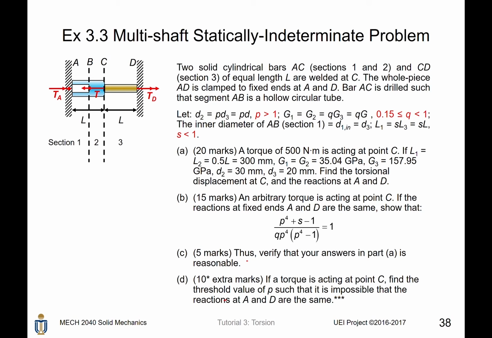We now define some dimensionless quantities. Let D2 equal D1 equal PD, where P is greater than 1. That means the diameter of sections 1 and 2, I mean the blue bar, is greater than that of the segment CD, which is the brown bar. So for the brown bar, we can write it this way. We can draw a table over there.